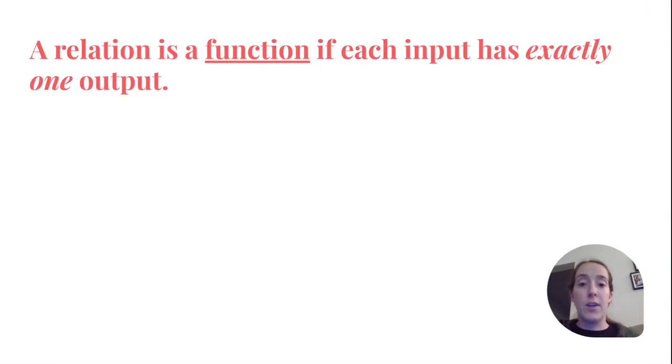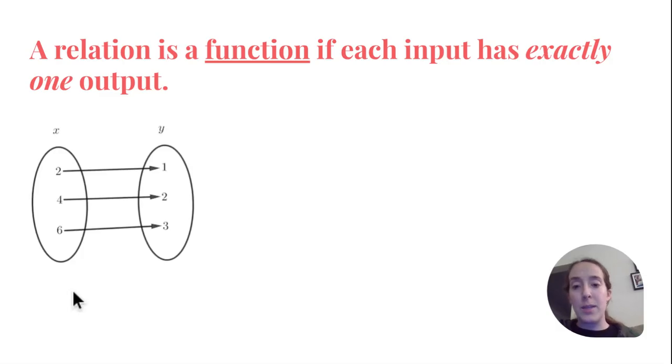A relation is a function if each input has exactly one output. In this mapping diagram, we can see that each number in the input oval, or each element in the domain, is paired with exactly one number in the output oval.